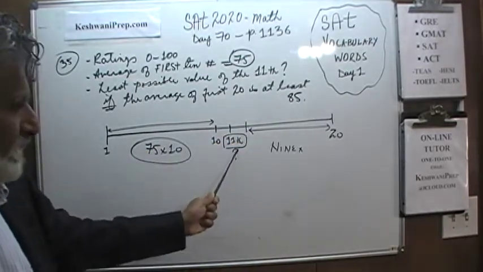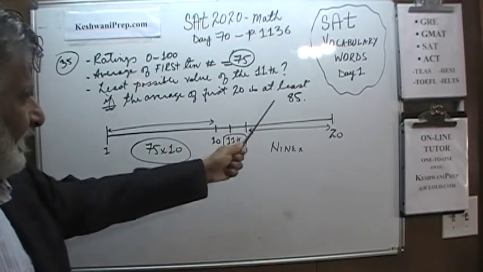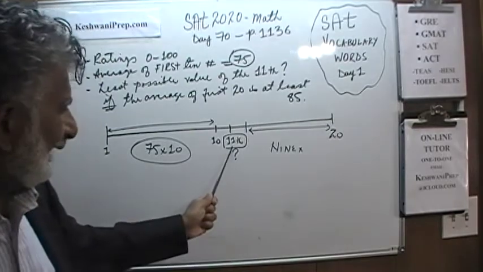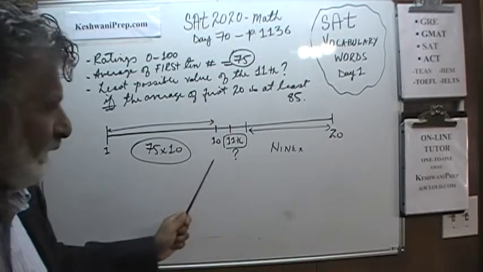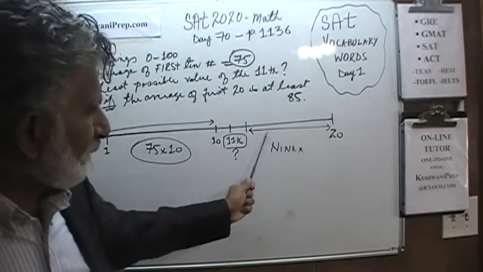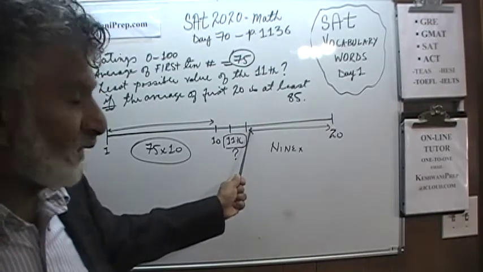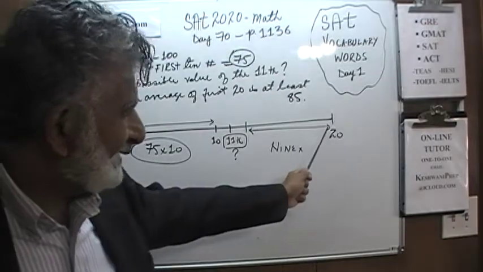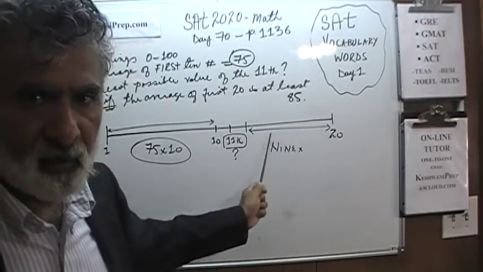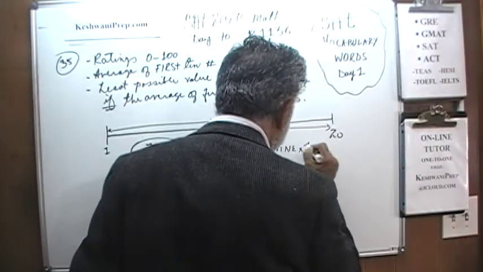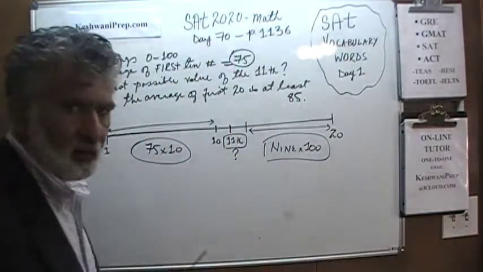Well, the only way you can achieve the average of 85 over the 20 surveys and still have the least possible value that you can possibly have, is to have the maximum value, or the most possible value, in these 9 surveys, 12 through 20. And that's 100. That's the most that we can earn. There you go, we are done.